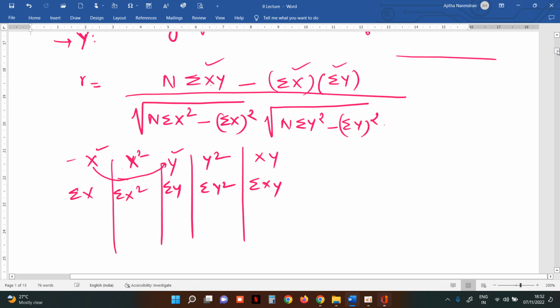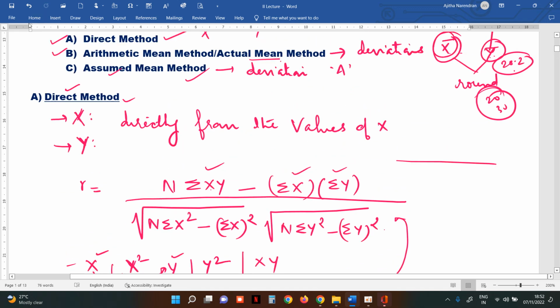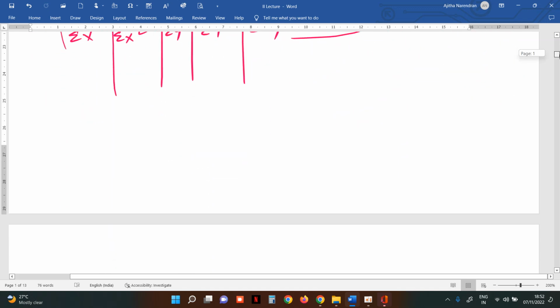It is very simple. What you have to do is substitute these values in this table, and you can find out the value of r. Whatever method you are using, whether you are using direct method or arithmetic mean method or assumed mean method, you will be getting the same answer. That's why this method is very rigid. Anyone computing from the same set of data will be getting the same figure, whatever method you are using, right? So let us move on to the sum portion.